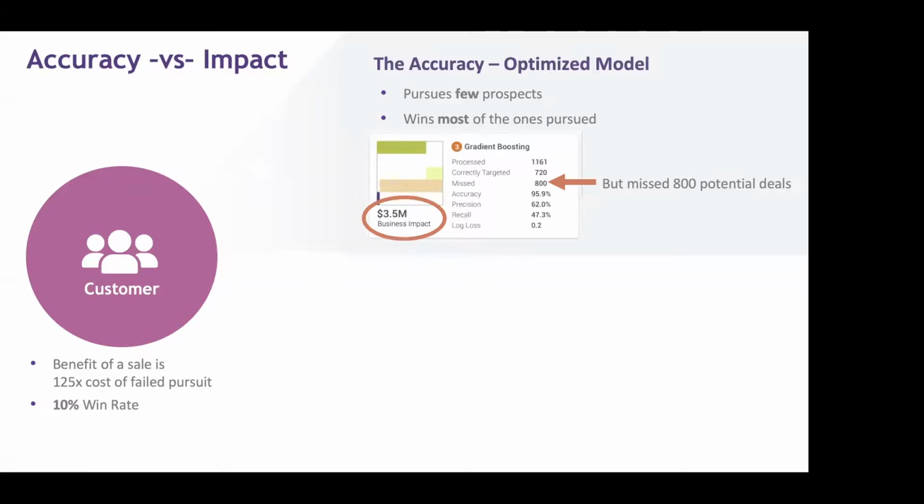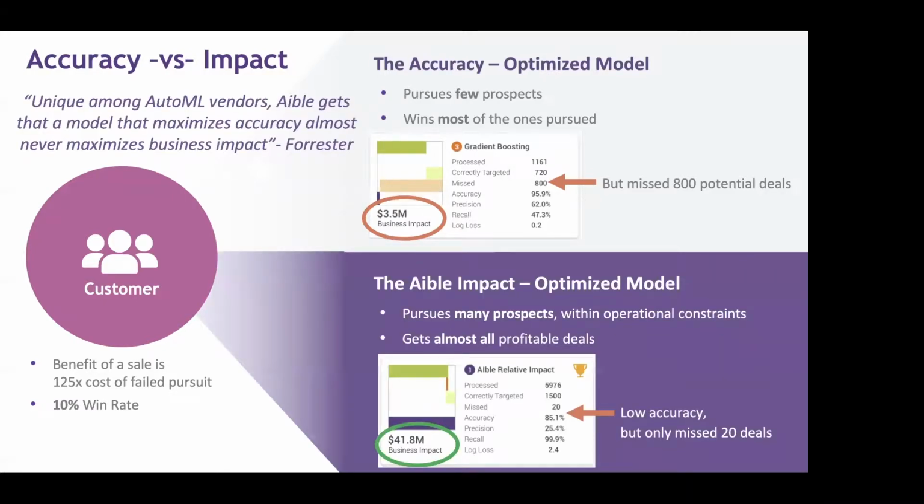Now, if you actually optimize for business impact, you end up with a very different strategy. Just think of it from a human perspective. If I told you that the benefit of a deal is 125 times the cost of unnecessarily pursuing one, any entrepreneur would tell you, hey, try for 124 deals. As long as you get the last deal, you're good. Try hard, right? That's what an entrepreneur would tell you. And the Aible optimized model, the impact optimized model, is doing the same thing.